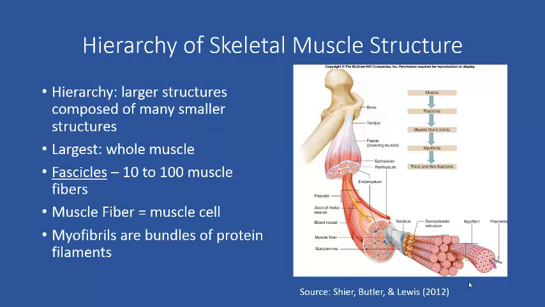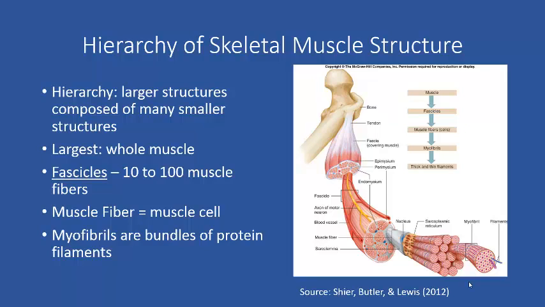Skeletal muscles are structured hierarchically, and what that means is that the larger structures are composed of many smaller structures. So you can see the diagram on the right shows the hierarchy both in the drawing and in the schematic diagram with the boxes and the arrows. The largest of the structures shown in this diagram is the whole muscle, which would essentially be equivalent to an organ of the muscular system.